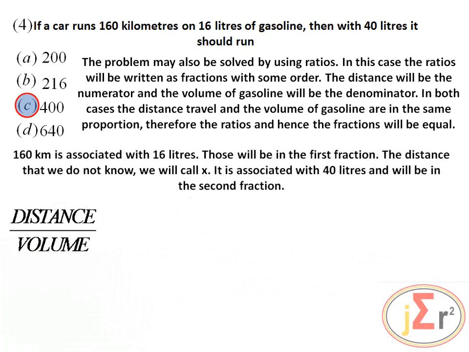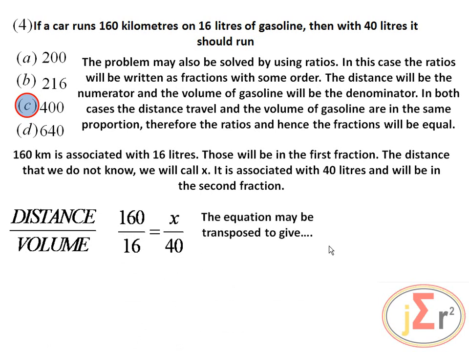160 kilometers is associated with 16 liters. Those will be in the first fraction. The distance that we do not know, we will call x. It is associated with 40 liters and will be in the second fraction. So we have the first fraction with the knowns and the second fraction with one unknown. And we write them with the distance in the numerator all the time and the volume in the denominator all the time. The equation may be transposed to give.